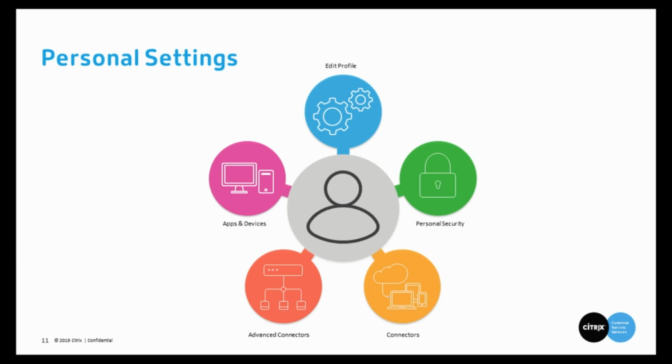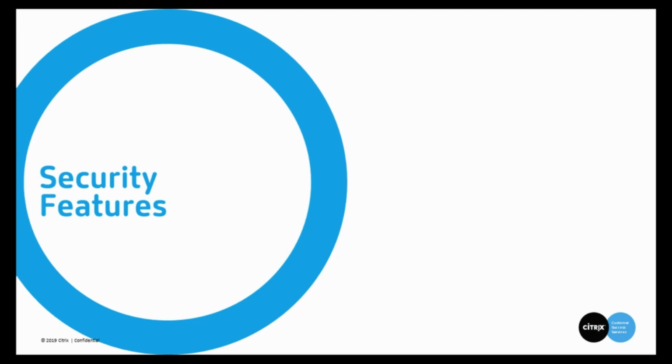We also have Personal Security. So this is where you can update your 2-step verification for your phone or any mobile device that you have to provide an extra layer of security. We also have connectors and advanced connectors, where connectors allow you to connect to other additional cloud service tools. Then finally, we have My Apps and Devices. You can lock a user account on any device to prevent this user from accessing the ShareFile data within your account. This is very important for security. So speaking of security, let's then go into security features.